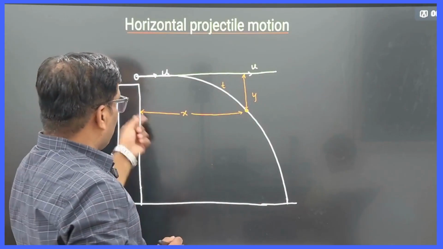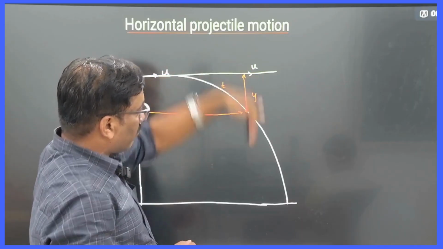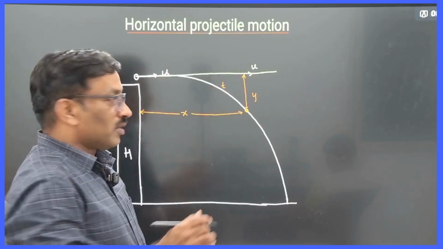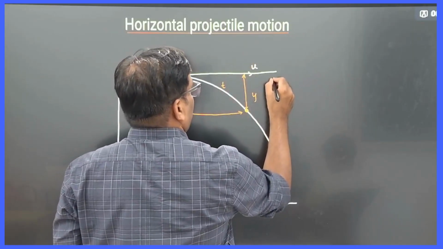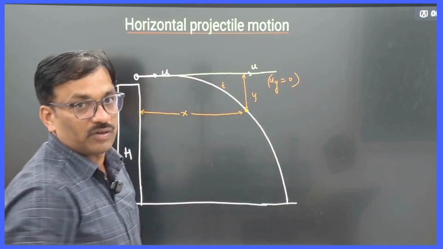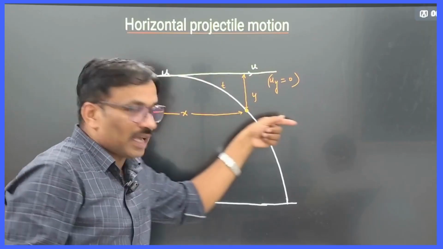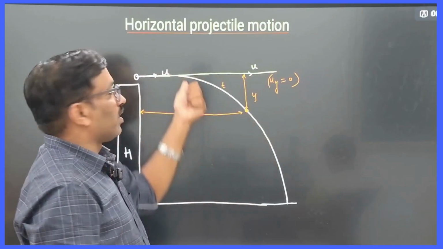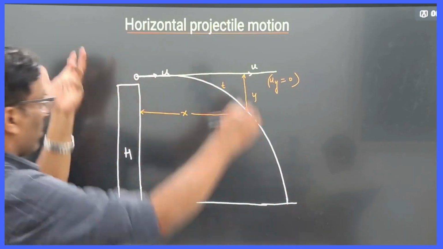We have provided a velocity horizontally. So what is the velocity in the vertically downward direction? There is no initial velocity in the vertically downward direction. The initial velocity along the y-axis will be 0. The y direction motion is due to gravity, and the x direction motion is due to what we projected. Remember this point, then you can solve the problems.